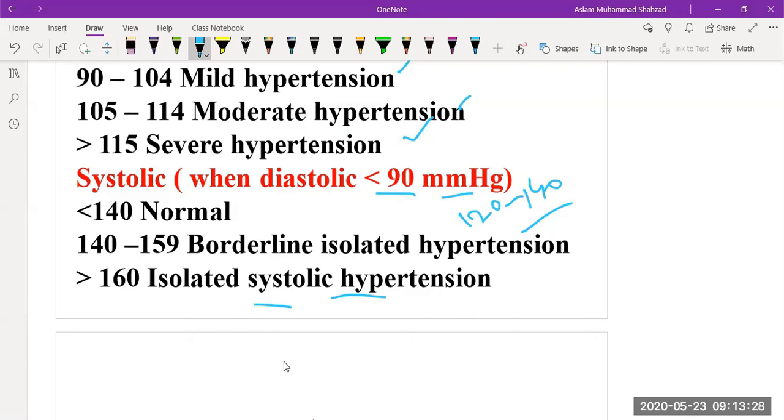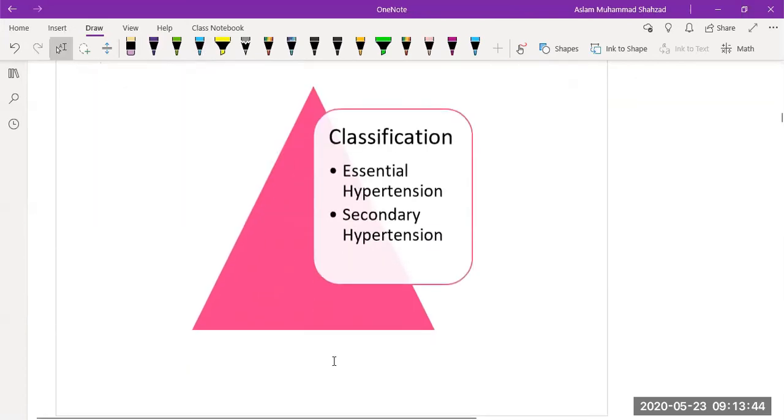Sometimes this happens to a patient: only the systolic, or the upper level, is high and the lower level is normal, or sometimes the lower level is high and the upper level is normal. So it depends. We classify hypertension into two subcategories: essential hypertension and secondary hypertension.